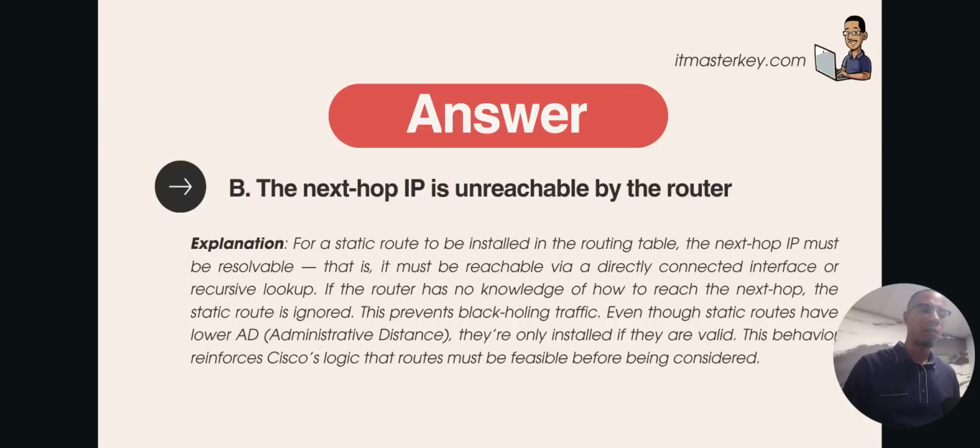So for a static route to be installed in the routing table, the next hop IP must be resolvable. That is, it must be reachable via a directly connected interface or recursive lookup. If the router has no knowledge of how to reach the next hop, the static route is ignored. This prevents black holing traffic. Even though static routes have lower administrative distance, they're only installed if they are valid.